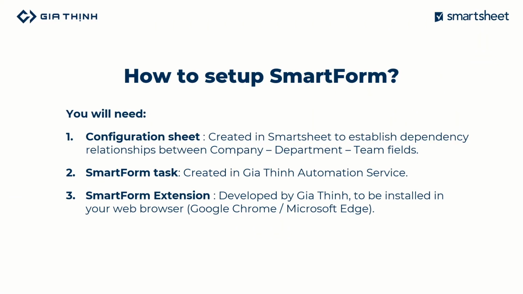Now, the question arises: how do we set up a SmartForm? The answer is that you will need to do these three things. First, create a configuration sheet in Smartsheet to establish relationships between company, department, and team information fields. Next, create a SmartForm task in Gia Thinh automation service. Lastly, you must install a SmartForm extension on the browser. That browser can be Google Chrome or Microsoft Edge, and the SmartForm extension was developed by Gia Thinh. In the next part, we'll go into more detail about each job you need to do.